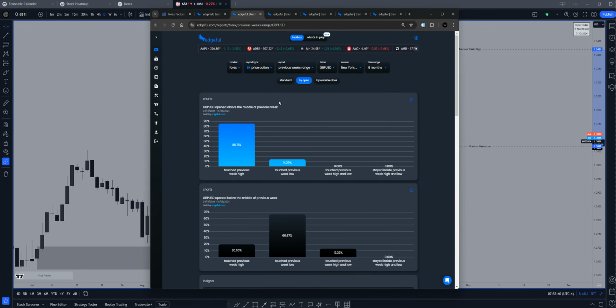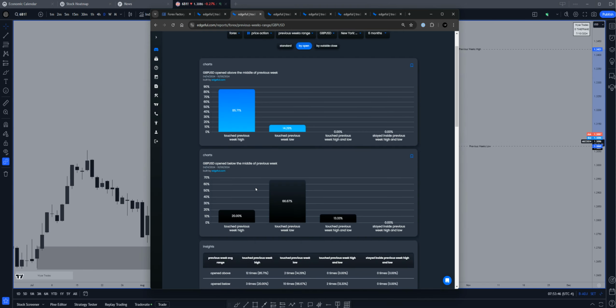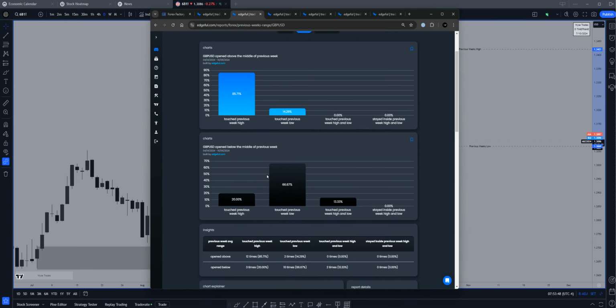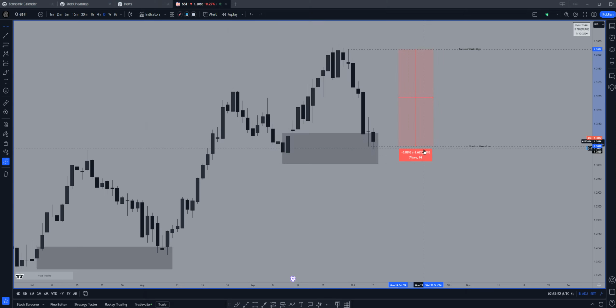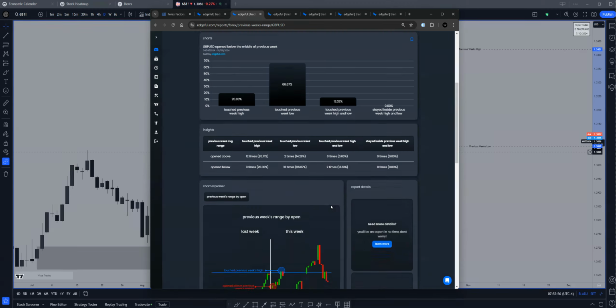So basically what this report's going to be looking at is we are opening below the middle point of the previous week. As we can see, we opened down here. And what this means is that we have a 66.67% probability that we're going to touch the previous week's low. Well, we already did that, so, job well done there. So that's pretty much it.